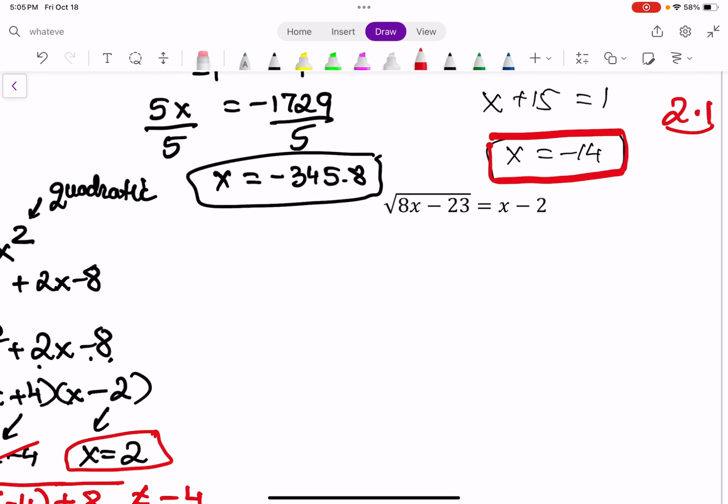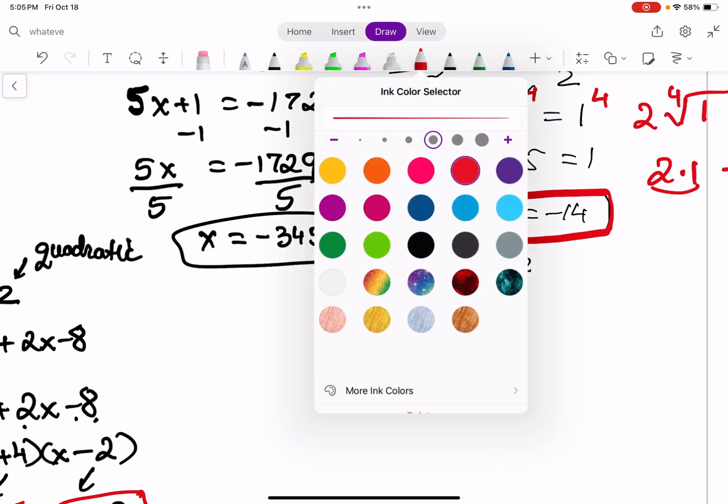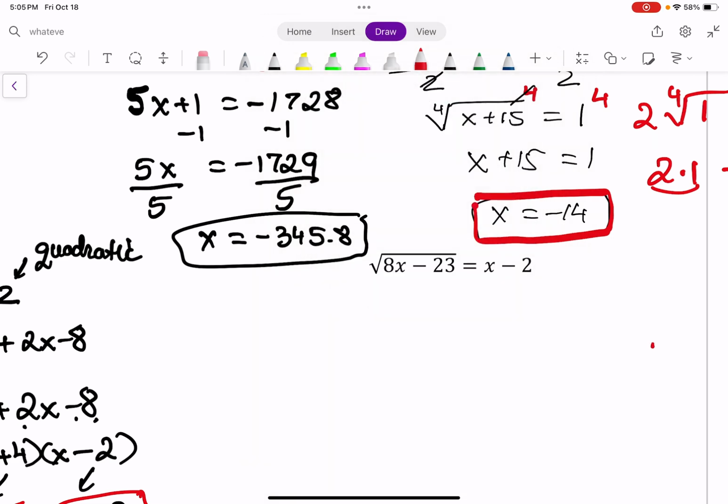Same thing, make sure your radical is isolated before you square both sides. And be very careful, on the right-hand side, you have two terms that we need to square. So the square just takes away the square root symbol. That's why we squared both sides.